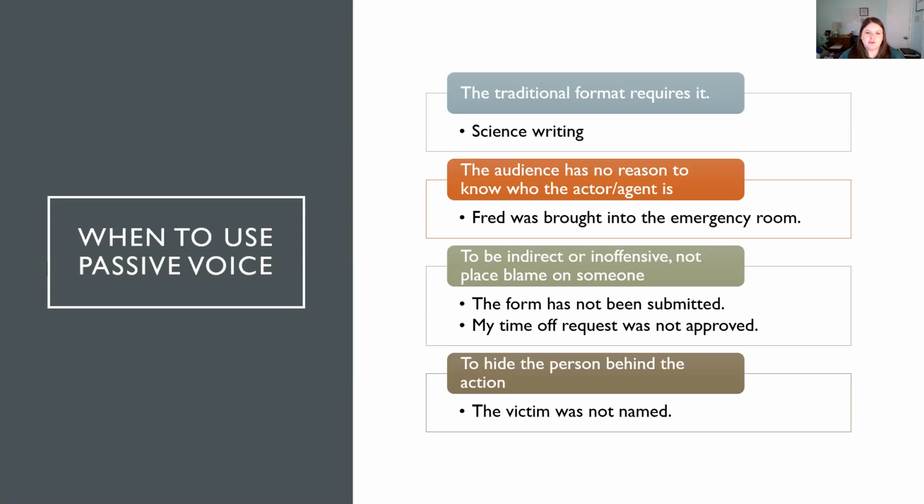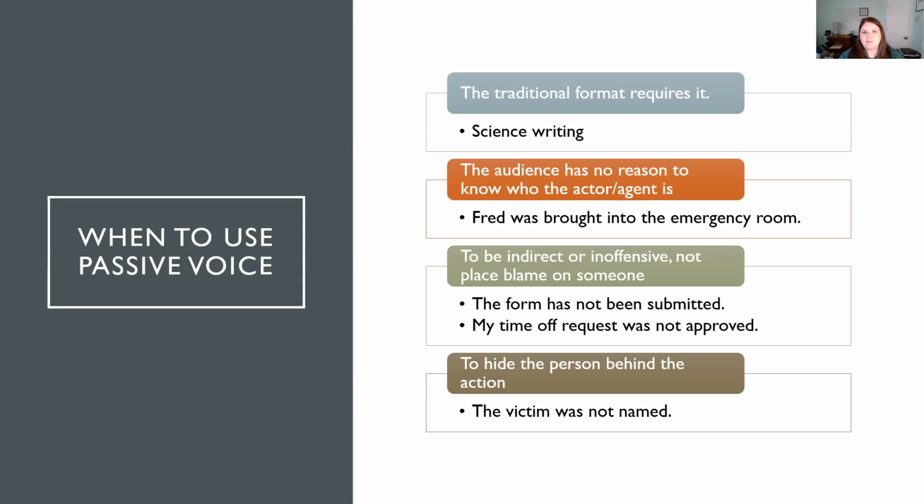Another reason would be to be indirect or inoffensive or not place blame on someone. For instance, if you were talking to your supervisor, or really anybody you work with, who was supposed to submit a form and hasn't yet submitted that form, if you say something like, Danny did not submit the form, then you're blaming him for something. And that could potentially be offensive. Whereas if you say something like the form was not submitted or has not been submitted, and you're not putting an actor there, then you're making it clear that the form wasn't submitted, but you're not actually blaming someone.